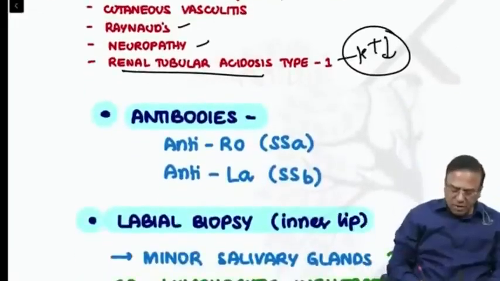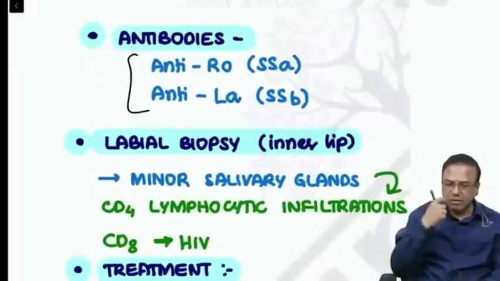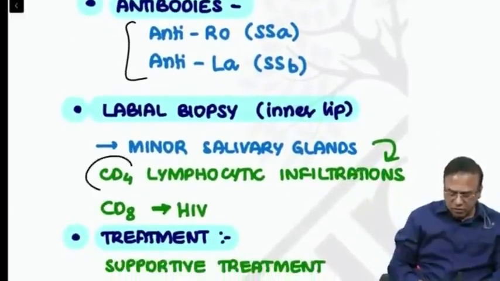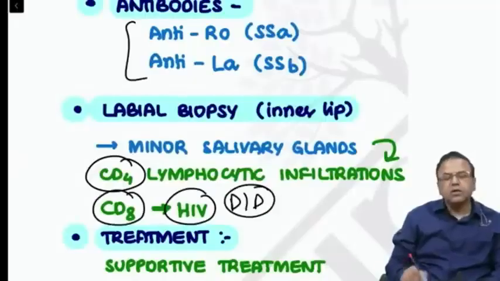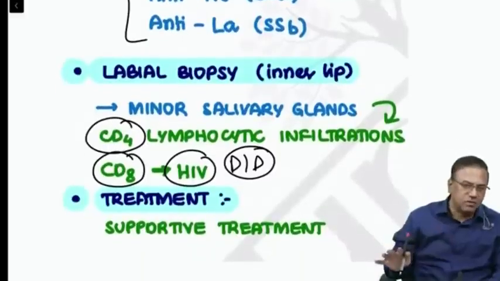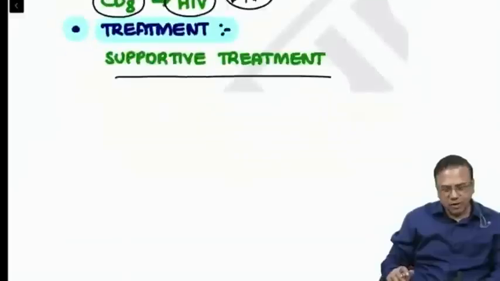The problem with the antibodies, they don't have sensitivity specificity, so you have to take the patient for labial biopsy, minor salivary gland. In the minor salivary gland, if you see lymphocytic infiltration, which are CD4, it is Sjogren. If you see CD8, it's HIV, so HIV is a differential diagnosis. Sjogren's patients, we always get a HIV tested to rule out, because it's a differential diagnosis for Sjogren's. Treatment is mainly supportive care.